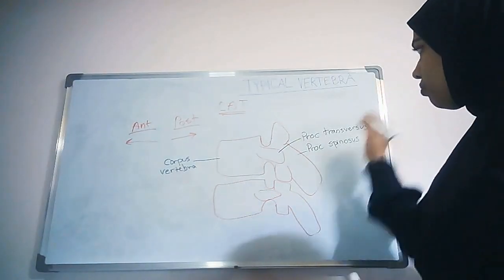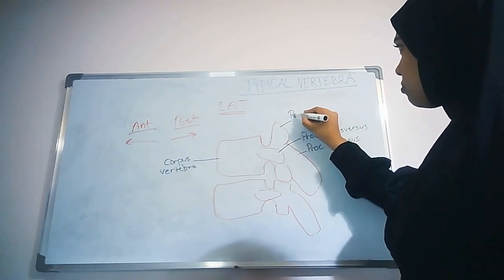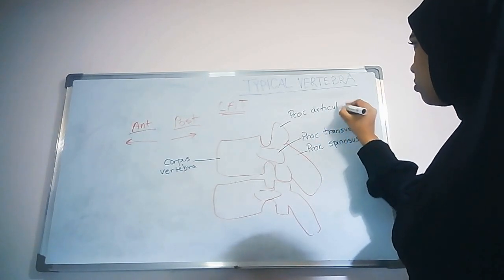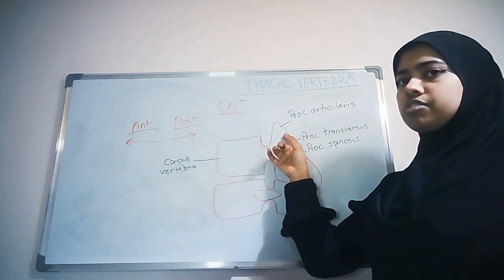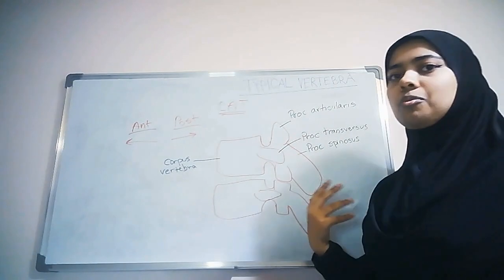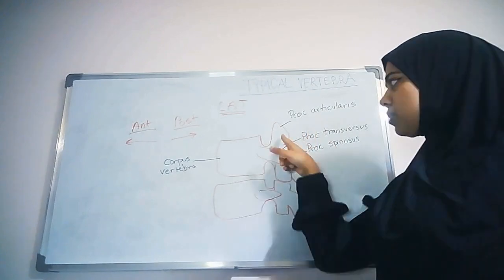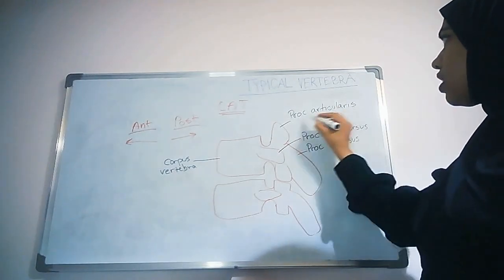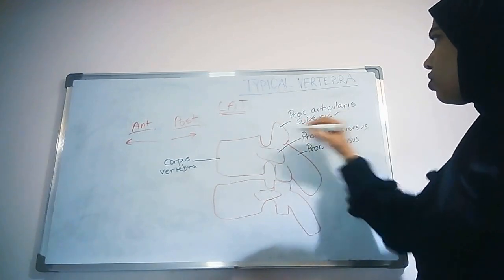So here, processus articularis. This is a processus that will articulate. And where is it located? Because we have two of them. We have one here and here. This is the superior one. Thus, it's called processus articularis superior.